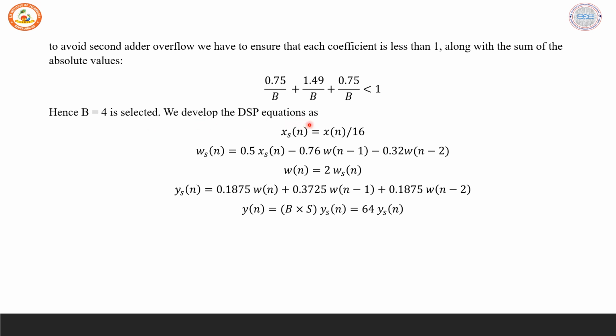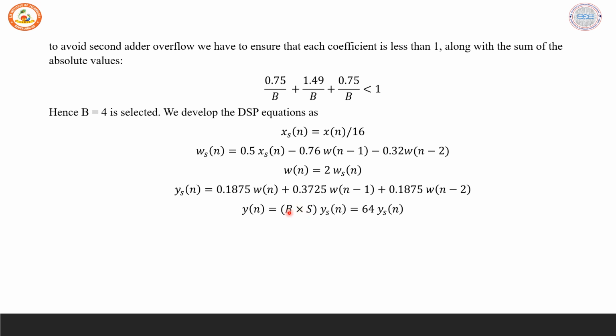We can develop the DSP equations for the above as follows. The term xs of n is obtained by scaling x of n by 16. The equation for ws of n will be as follows after performing the scaling operation. The relation between w of n is 2 times of ws of n, and the equation for ys of n after scaling will be as shown here, and the equation for getting the final output is by scaling ys of n by both b as well as s.